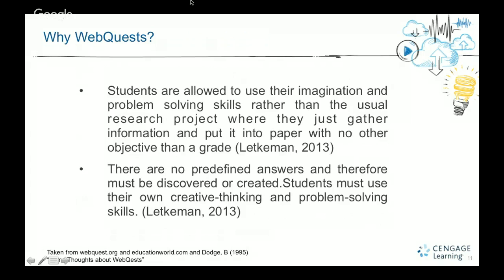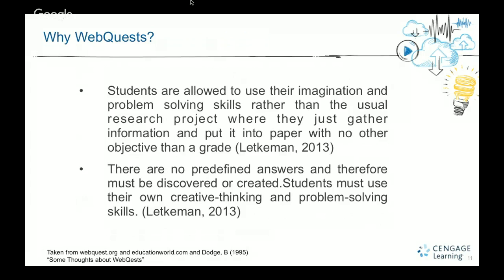Why WebQuests? Why should we use WebQuests? Because the students are allowed to use imagination and the problem-solving skills that they have. And this is going to teach us a lot about our students. Who is creative? Who has good problem-solving skills? And not the usual research project, as I was telling you. Who discovered America? Gather information and put it into paper.